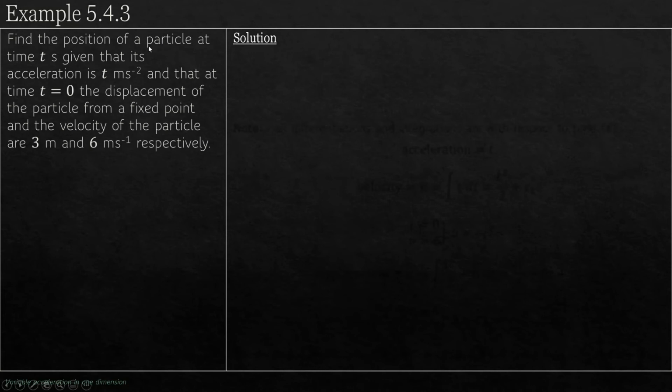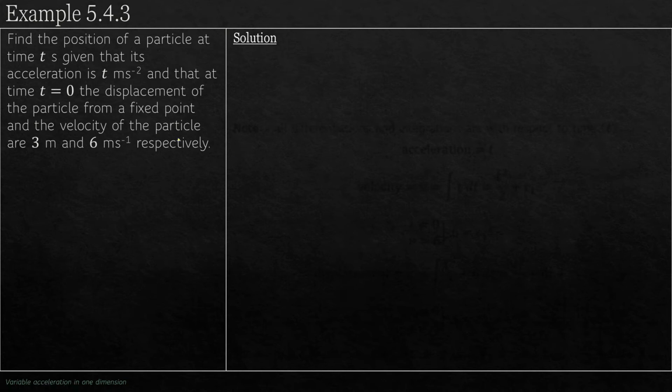Find the position of a particle at time t seconds, given that its acceleration is t, and that at time t equals nothing, the displacement of the particle from a fixed point and the velocity of the particle are 3 meters and 6 meters per second, respectively.